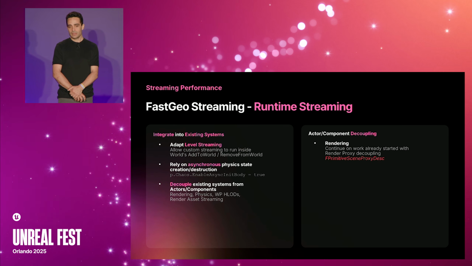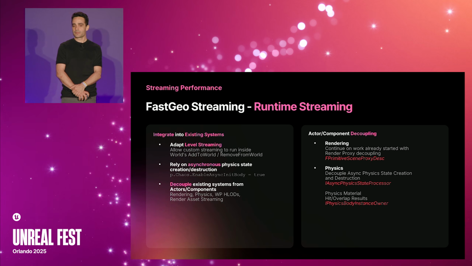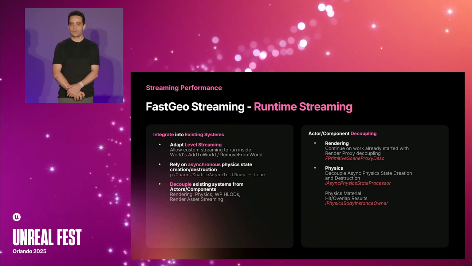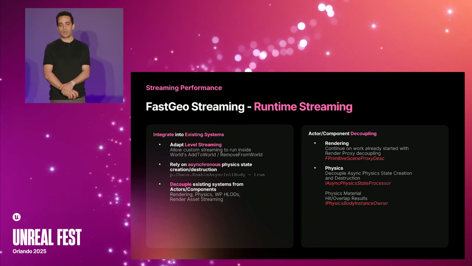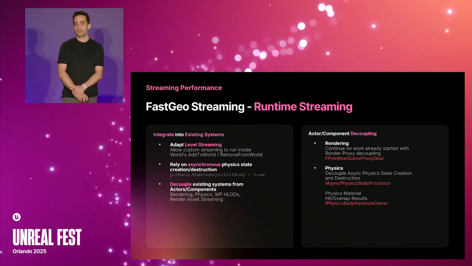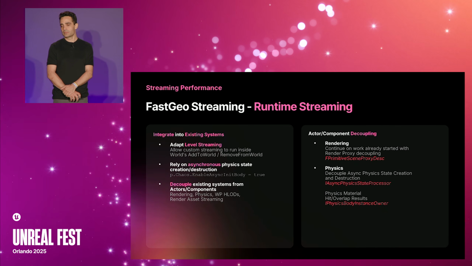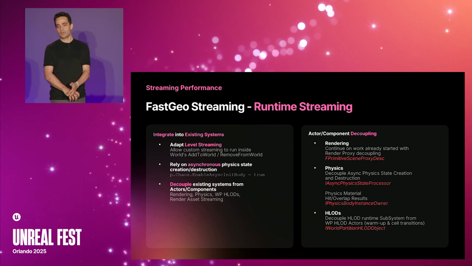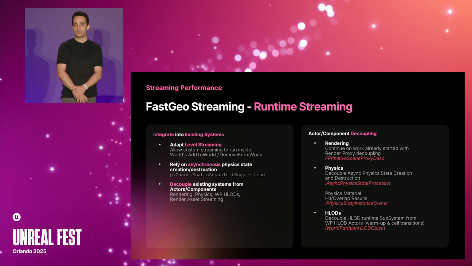On the rendering side, we built on the work previously started with render proxy decoupling. On the physics side, we decoupled the async physics state creation and destruction from actor components, and we also provided a physics body instance owner interface on the hit result and the overlap result. We also decoupled the HLOD subsystem from HLOD actors. And finally, the render asset streaming manager was also modified to work without primitive components, but this topic will be covered later in the presentation.